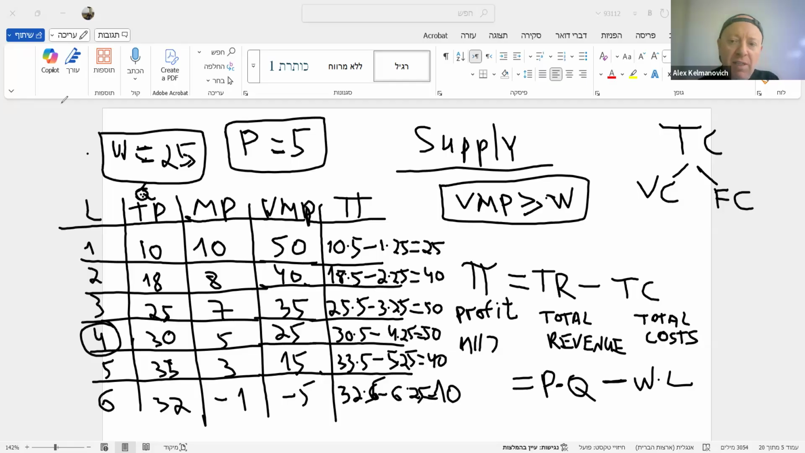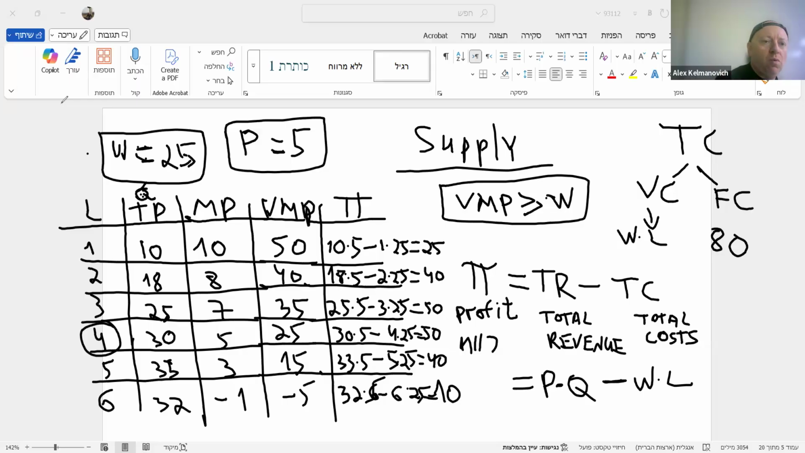So the variable cost is wage times labors, and fixed cost is some fixed number, which represents some rent or some city tax or something like that. So it doesn't depend on production. So let's suppose that in this case, our fixed cost is 80 shekels.